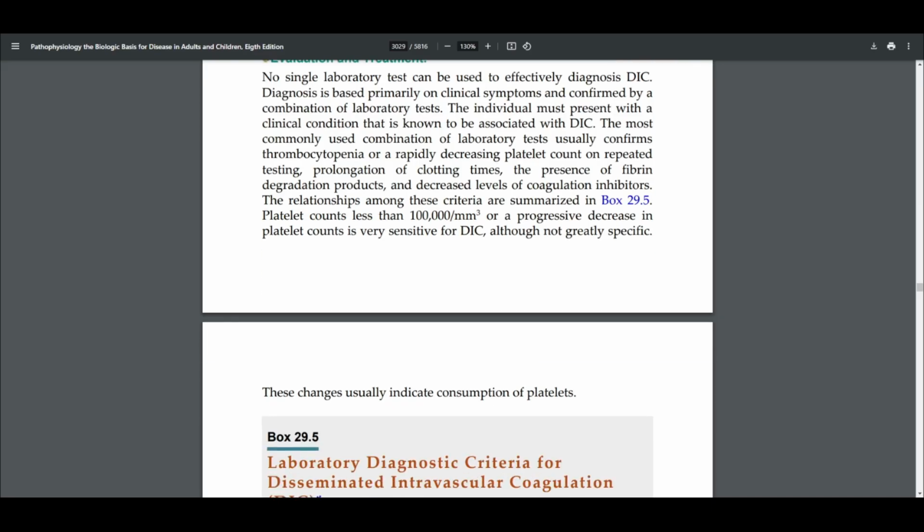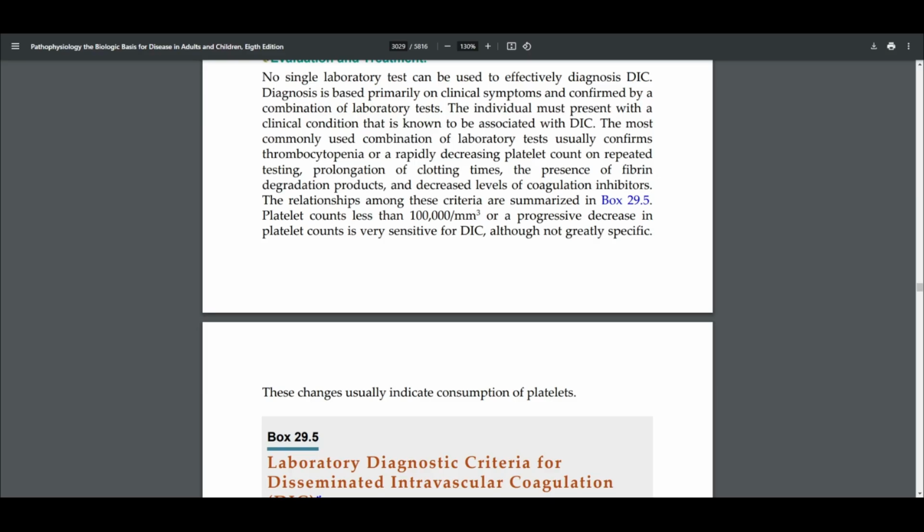No single lab test can be used to effectively diagnose DIC. Diagnosis is based primarily on the clinical symptoms and confirmation by a combination of lab tests. The individual must present with a clinical condition that is known to be associated with DIC. The most commonly used combination of lab tests usually confirms thrombocytopenia or rapidly decreasing platelet count on repeated testing, prolongation of clotting times, the presence of fibrin degradation products, and decreased levels of coagulation inhibitors.